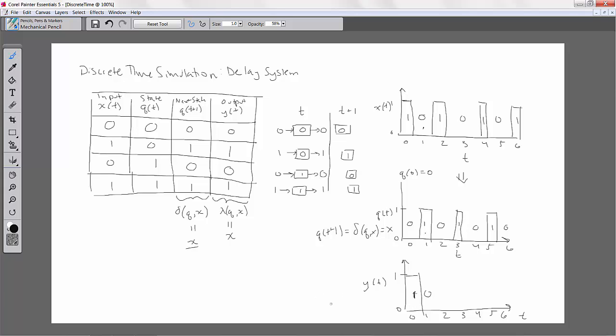Right? Because again, our output function, y of t, is equal to this lambda function of possibly q and x, and in this case, it's only x. Right? This is the functional form that we've identified. Our output is going to identically match our input in this case. So at each time step, the output will be a mirror copy of our input.